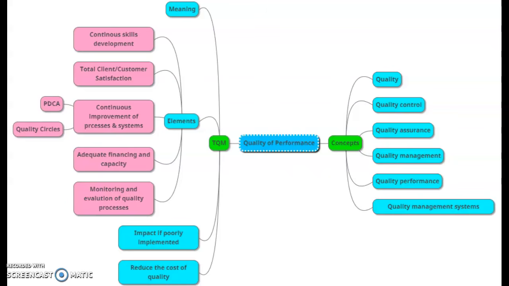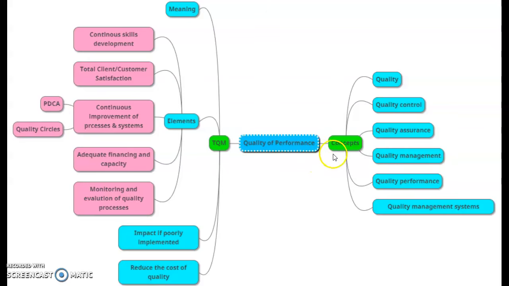We are going to be looking at the topic of quality of performance. This falls under the topic business operations, which comes into a paper 1 type of question. So there are two major issues that are often asked with this kind of topic.